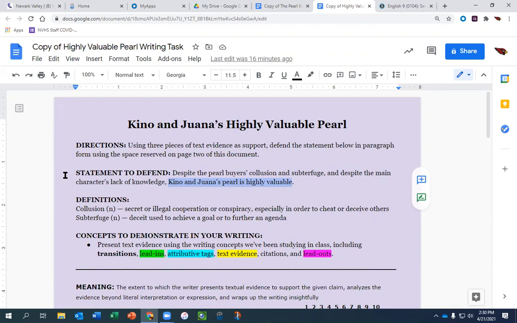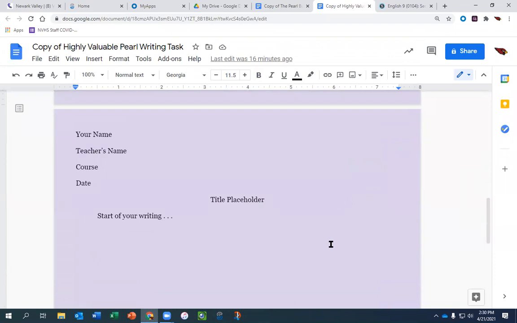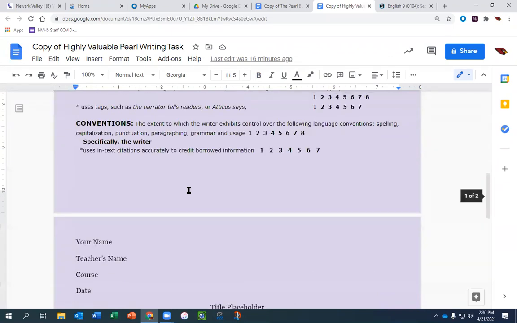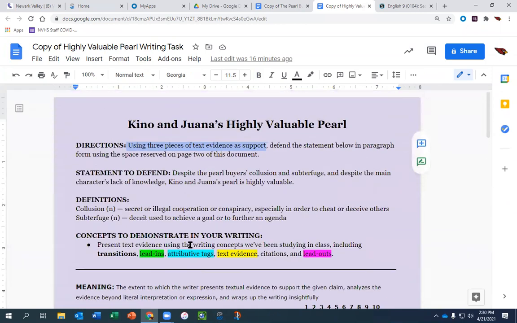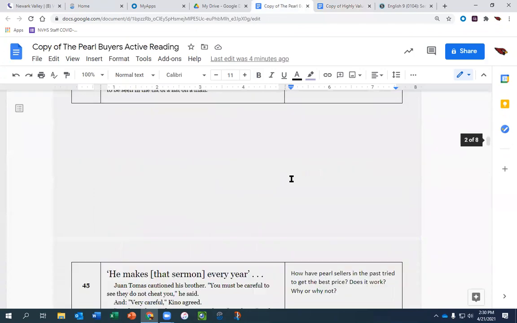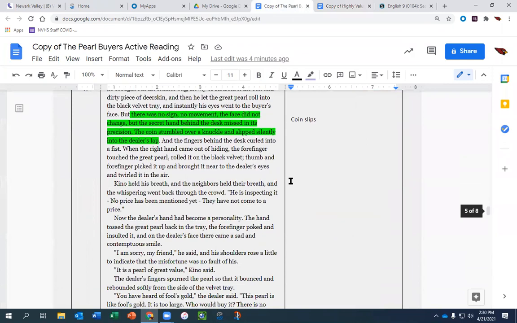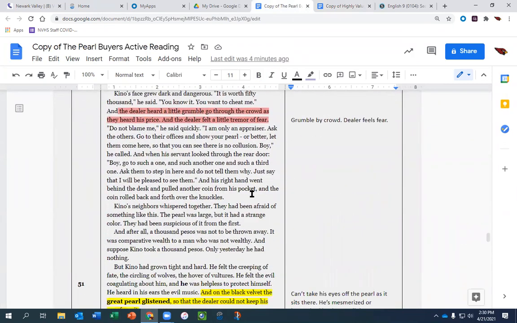So we jumped right in. The directions say that you need to use three pieces of text evidence as support and defend the statement below in a paragraph. And the paragraph is going to occur here on page two. So the form is set up for you. It's just a matter of balancing between your writing and also the active reading experience that we worked on so hard for several days.